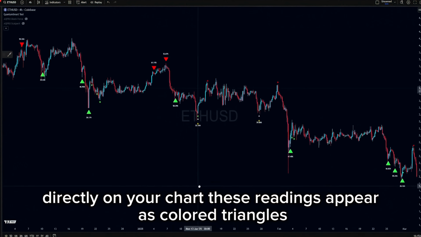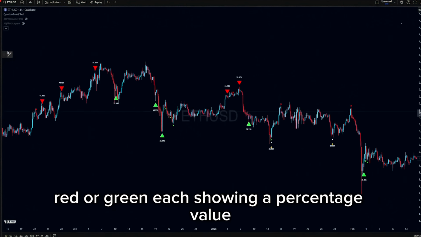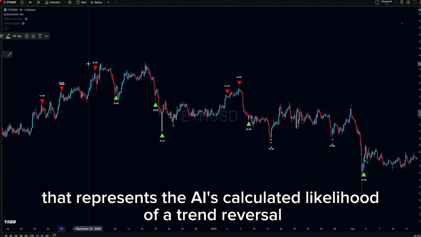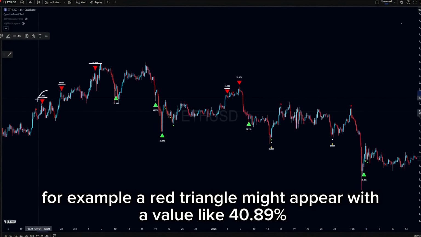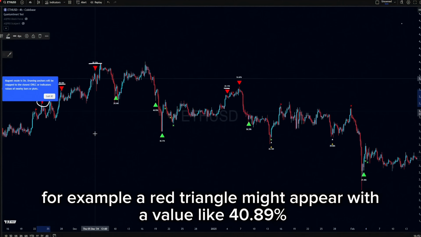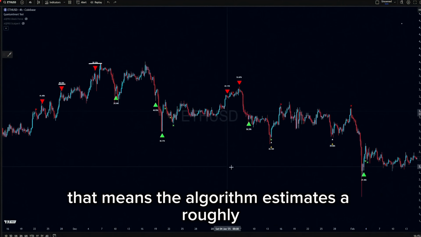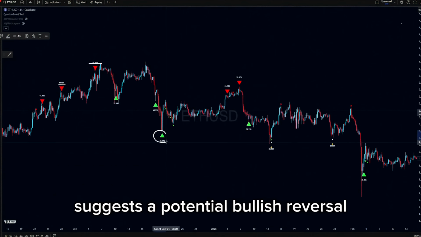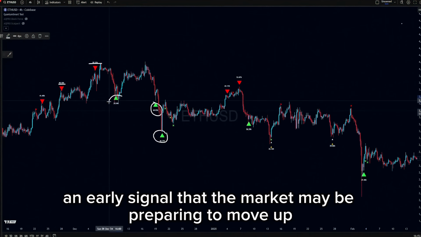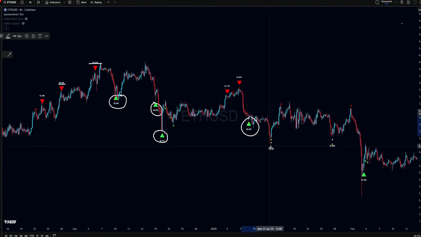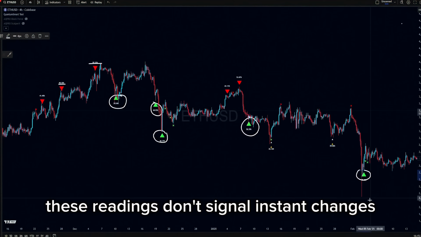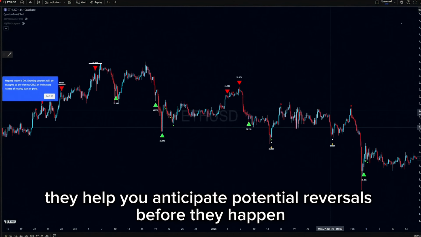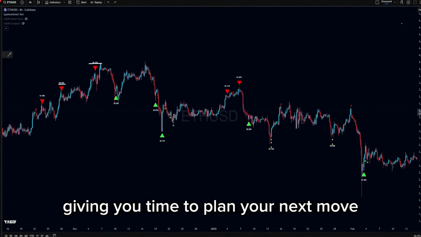These readings appear as colored triangles, red or green, each showing a percentage value that represents the AI's calculated likelihood of a trend reversal. For example, a red triangle might appear with a value like 40.89%. That means the algorithm estimates a roughly 41% probability that the price will start to reverse downward soon. A green triangle, on the other hand, suggests a potential bullish reversal, an early signal that the market may be preparing to move up. These readings don't signal instant changes. Instead, they help you anticipate potential reversals before they happen, giving you time to plan your next move.